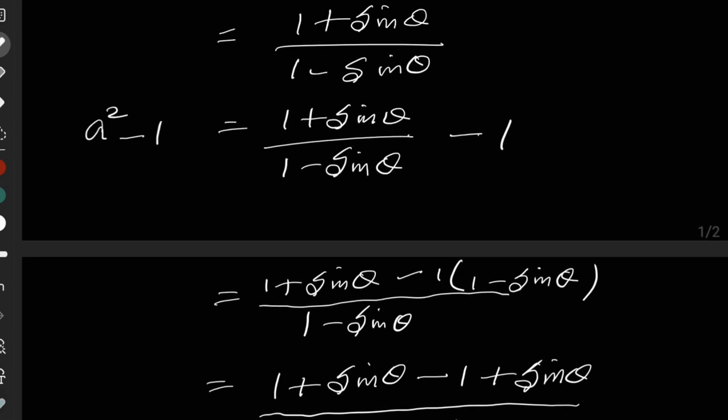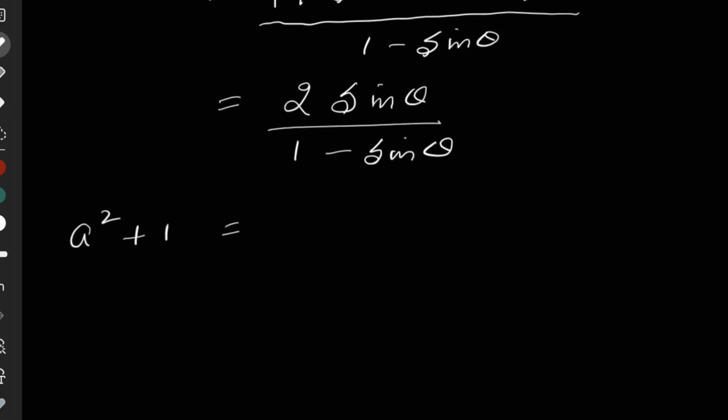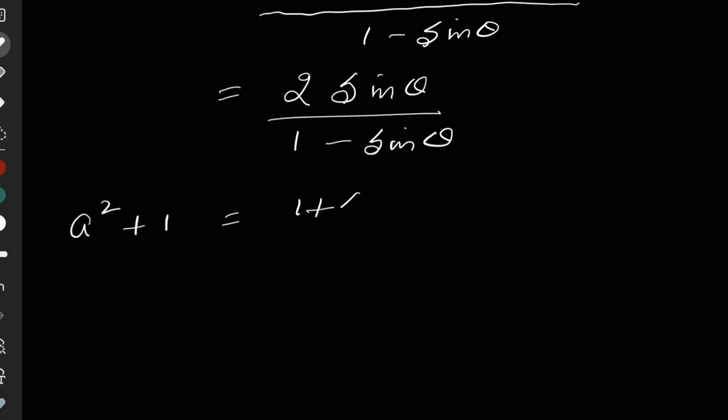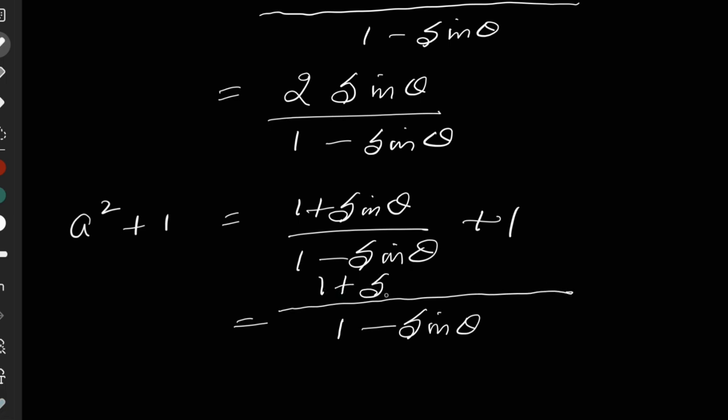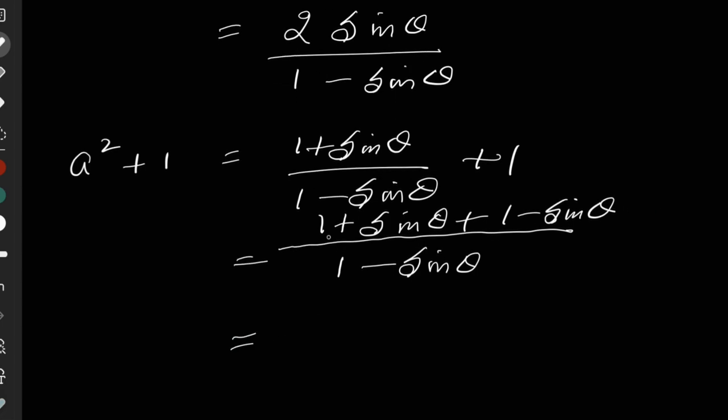So we got a squared as 1 plus sin theta by 1 minus sin theta. So 1 plus sin theta divided by 1 minus sin theta plus 1. So take LCM, this 1 minus sin theta. So write this numerator as it is, 1 plus sin theta plus just 1 into 1 minus sin theta, that is 1 minus sin theta. Plus sin theta minus sin theta gets cancelled. 1 plus 1 is 2. 2 by 1 minus sin theta.